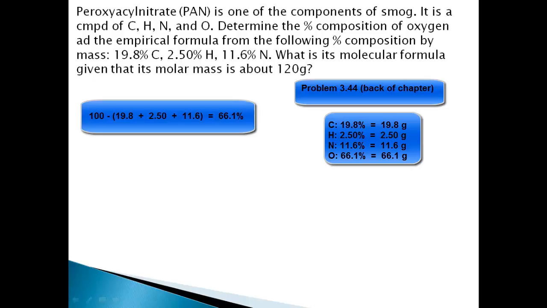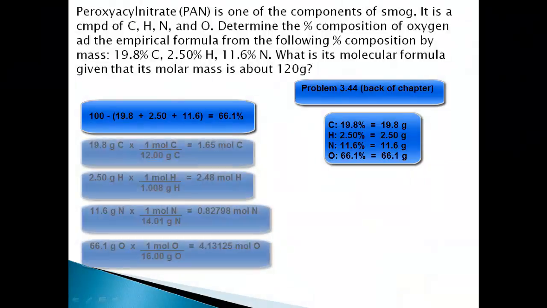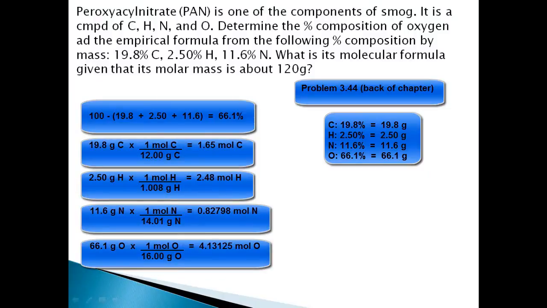We need to find the empirical formula. Convert all of the percentages to grams. Now we're in grams. We can't do any comparisons with grams. We have to convert them into moles. So same thing for step 2, convert everybody to moles. Grams of carbon to moles of carbon, grams of hydrogen to moles of hydrogen, so on and so forth. If you do that, you get 1.65 moles of carbon, 2.48015 moles of hydrogen, 0.082798 moles of nitrogen, and 4.13125 moles of oxygen.